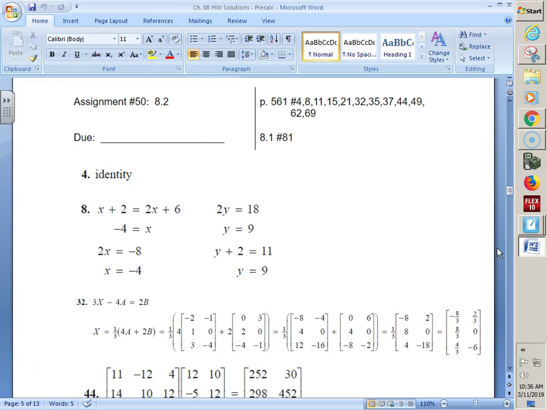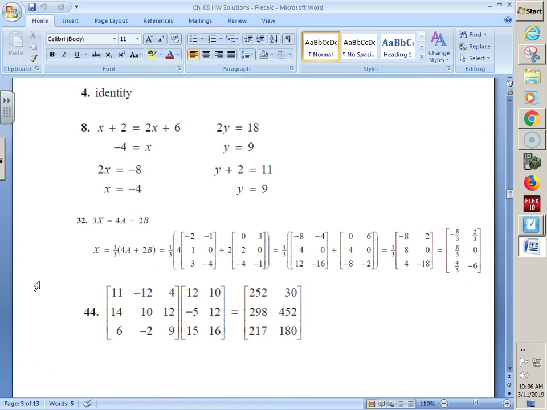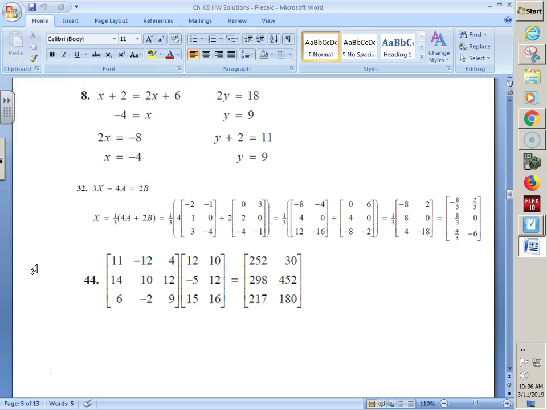All right. Number 4, identity matrix. Number 8, you were setting up equal matrices, right? So you were trying to find X and find Y from setting up the terms. Number 32 was a little weird unless you realized you can just solve for X by adding the 4A and then dividing by 3 or multiplying by a third. So you were multiplying matrix A by 4, matrix B by 2, and then multiplying by a third at the end. Some people might have left the third outside, some might have brought the third inside. But there's your final answer for that one.